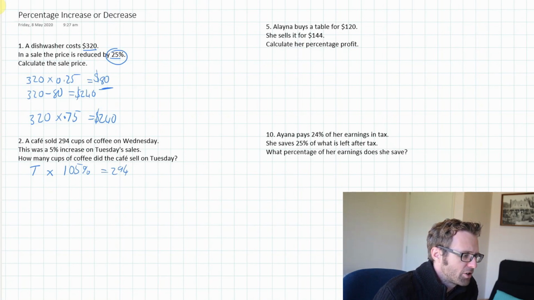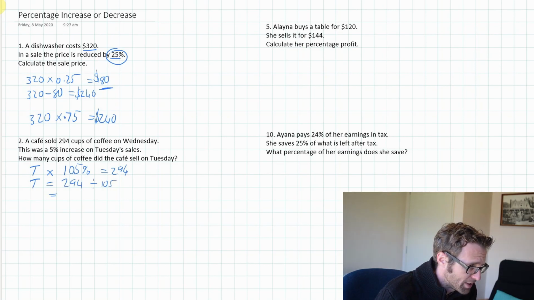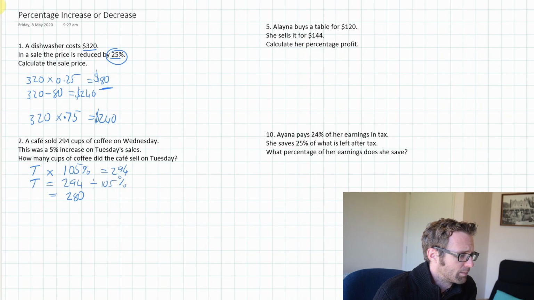Now we can rearrange this to find out Tuesday. It's going to be 294 divided by 1.05. So don't get fooled. These are the ones that tend to fool IGCSE students. That should be 105% by the way. And that means we had 280 coffee cups sold on Tuesday.